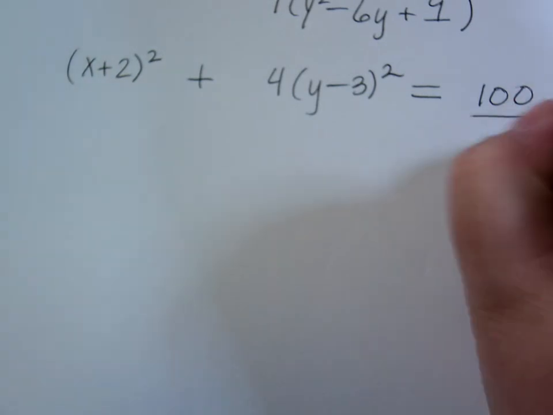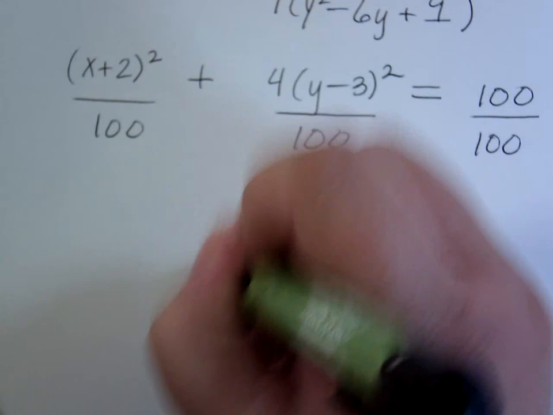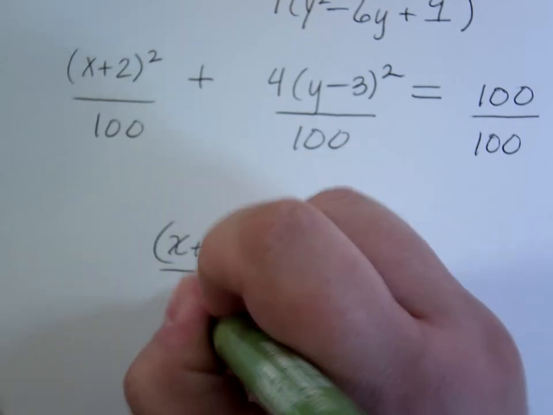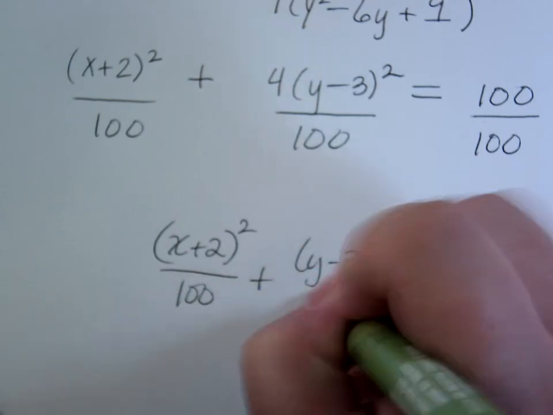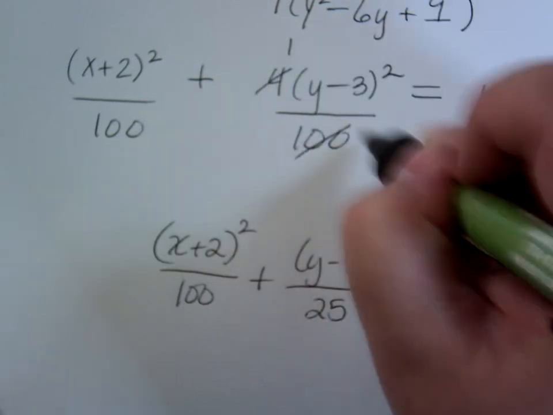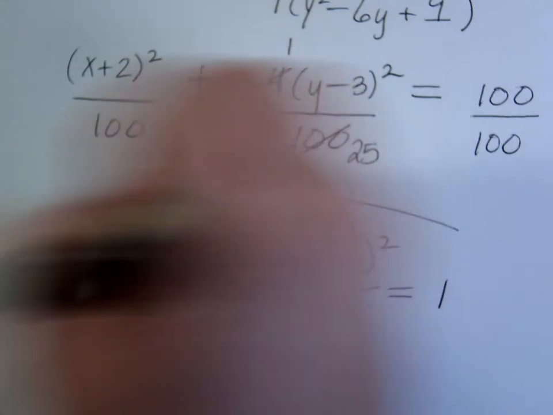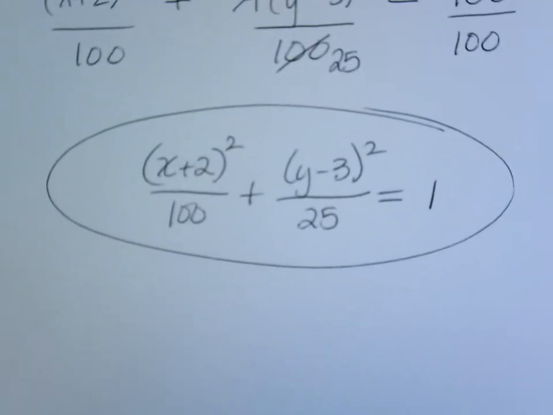So I'm going to divide everything by 100, because 100 divided by 100 equals 1. And I get x plus 2 squared over 100 plus y minus 3 squared over 25, because the 4 goes into itself once and into 100 25 times, equals 1. And there's my standard equation. That would be number 8.